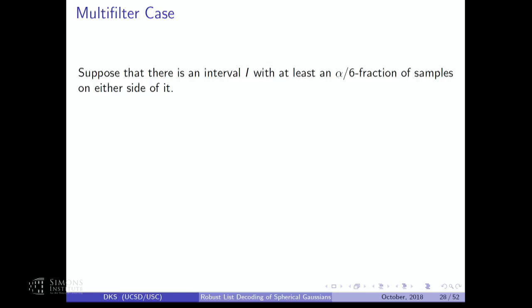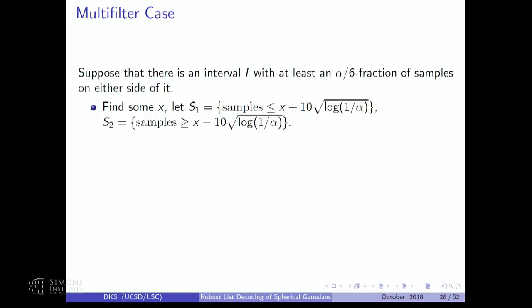The other case is a little bit more difficult. Suppose that there is no such interval I. Or in other words, by adjusting it, we can find an interval I of about the same length where there's at least an alpha over 6 fraction of our samples on either side of it. So there are lots of samples out on the tails on either side. Maybe we can't just find a single interval where we can guarantee that the mean is in that interval. But we can do something else now.